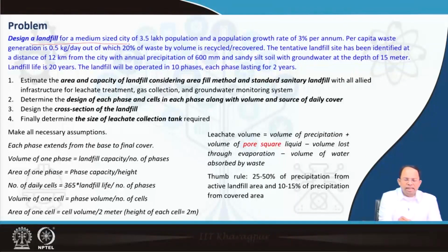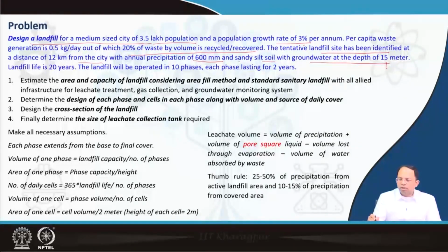Design a landfill for a medium-sized city of 3.5 lakh population, and the population growth rate is 3% per annum. Per capita waste generation is 0.5 kg per day, out of which 20% of waste by volume is recycled or recovered. So that means 80% of the waste goes to the landfill site. The tentative landfill site has been identified at a distance of 12 km from the city with annual precipitation of 600 mm and sandy silt soil with groundwater at the depth of 15 meters.